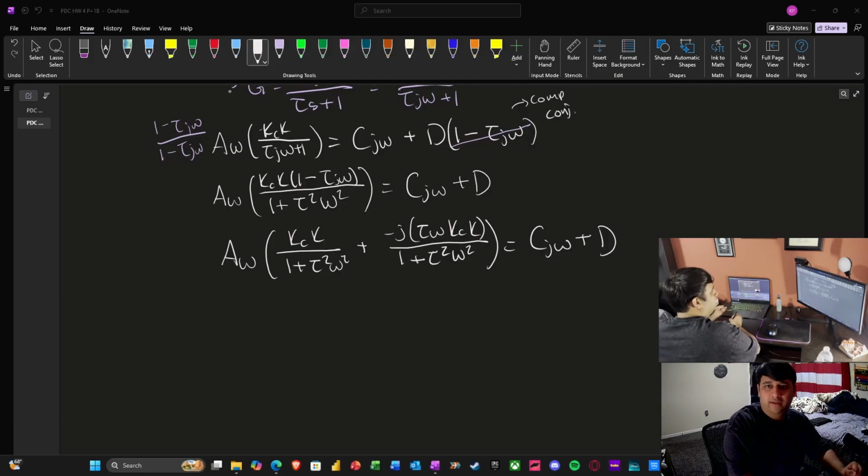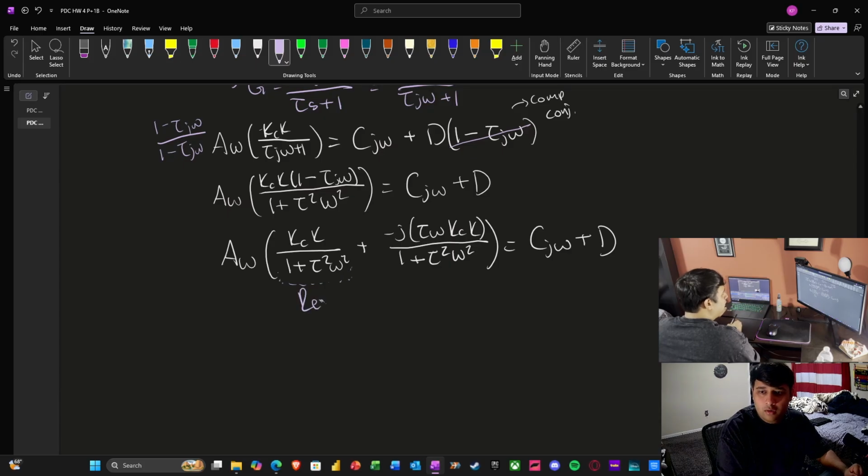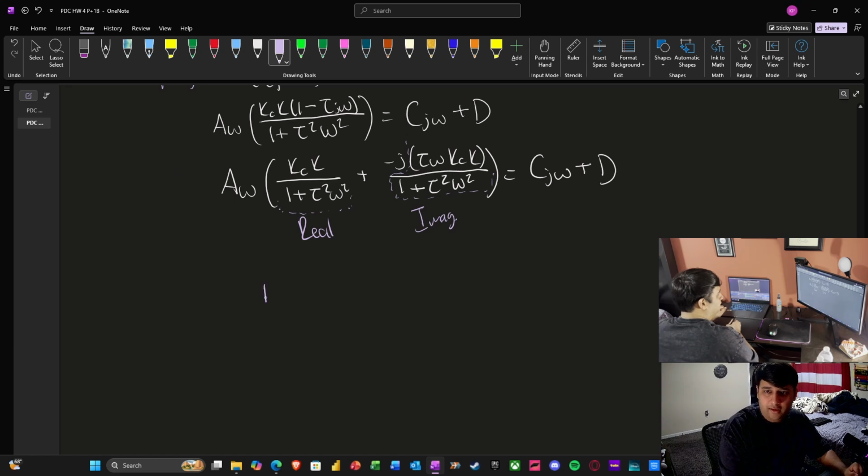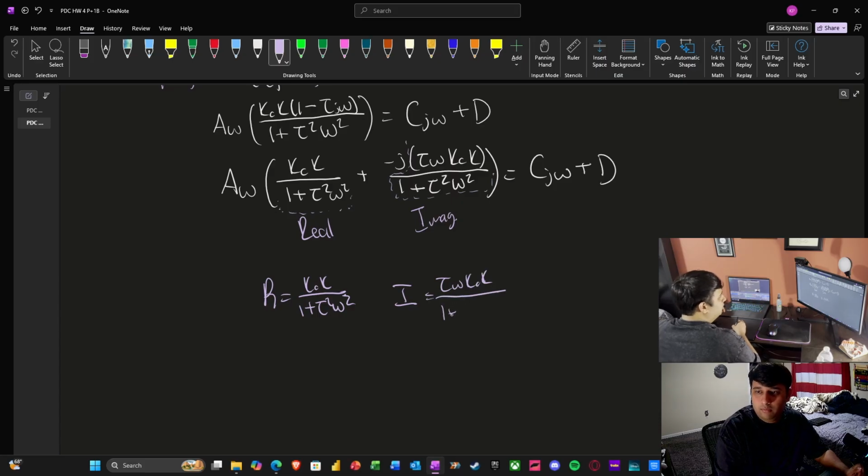And so now what we're going to do is, this right here will be our real values, and this right here is imaginary. So we're going to label that as R equals KCK over 1 plus tau squared omega squared, and I, which equals the tau w KCK over 1 plus tau squared omega squared.